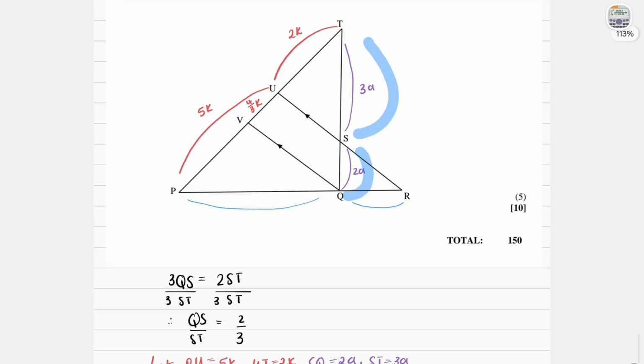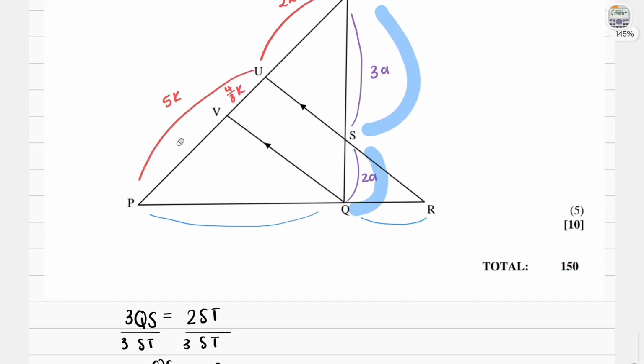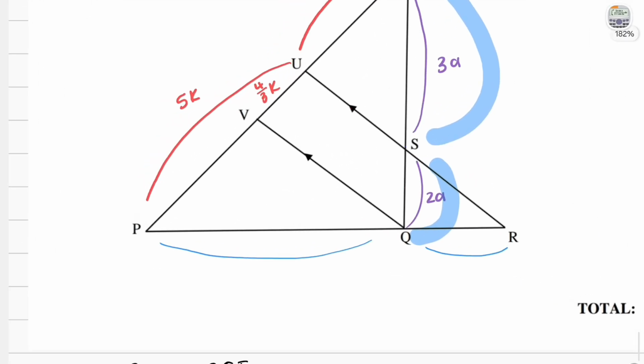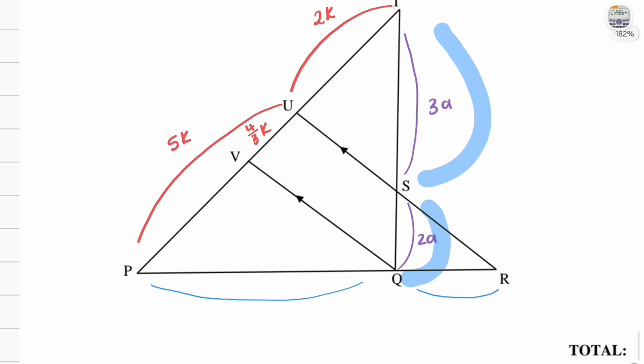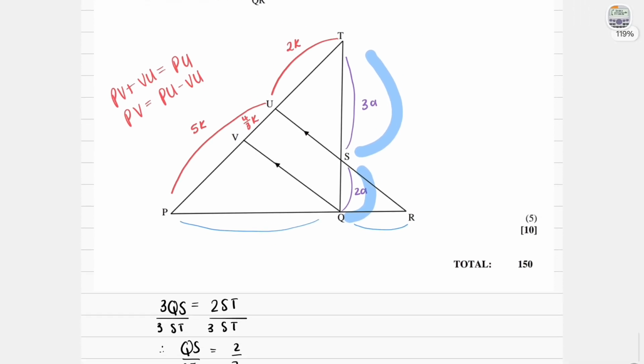And so now all we have to find is PV. But you see how simple it is to find PV, and it will also be in terms of K, because PU makes up 5K and VU makes up 4 over 3K. You see that if you say PV plus VU, they will give you PU. So to find PV, simply just say PU minus VU. And that's the equation we'll use. PV equals PU minus VU.